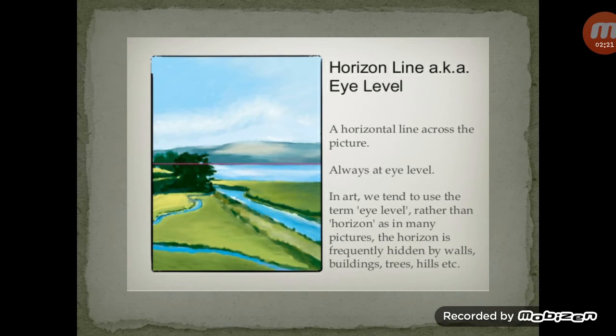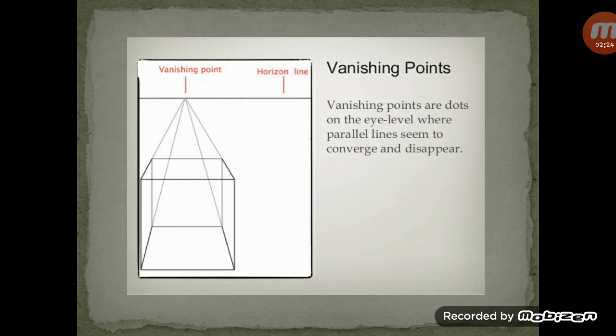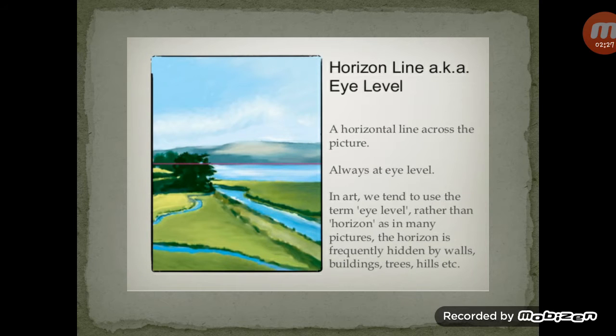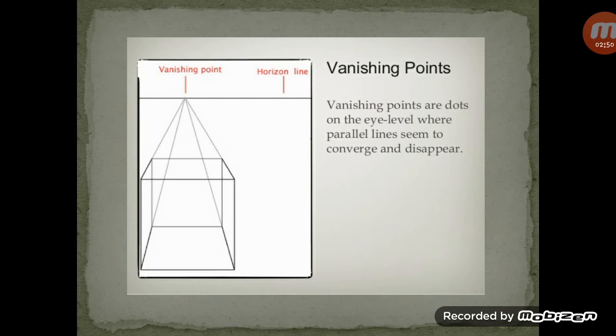First of all, I would like to share about horizon line and vanishing point. A horizon line goes across the picture, always at eye level. In art, we tend to use the term eye level rather than horizon, as in many pictures the horizon is frequently hidden by walls, buildings, trees, hills, etc. And vanishing point? Vanishing points are dots on the eye level where parallel lines seem to converge and disappear.